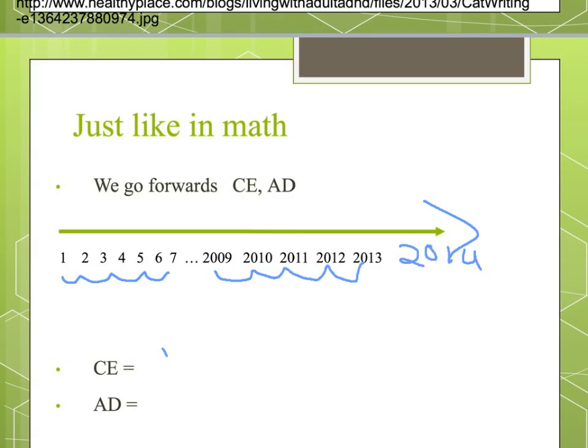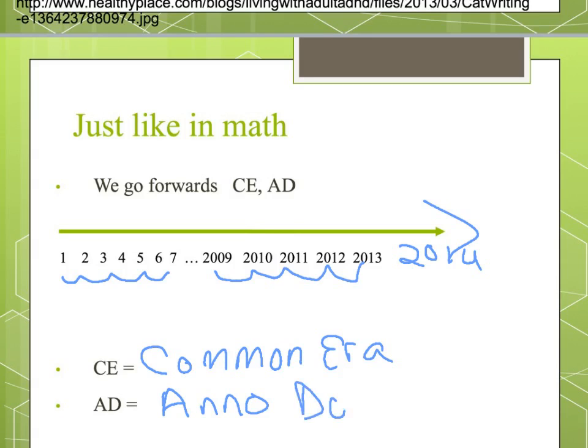We have CE, and that stands for Common Era. That means today. There is also AD, which stands for Anno Domini, which is Latin for in the year of the Lord. I am running out of room. I will not let you write. There we go.